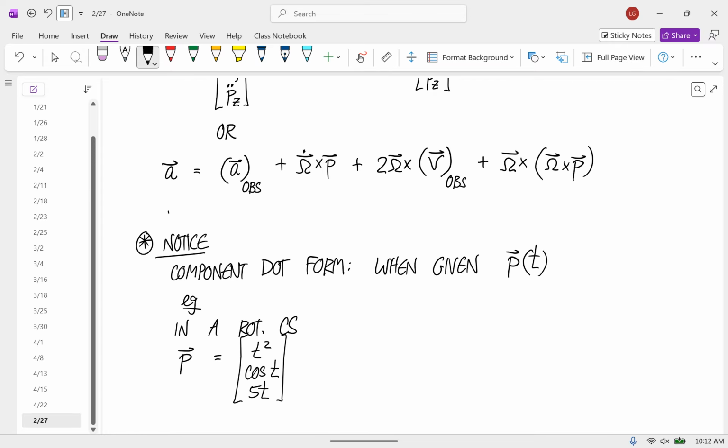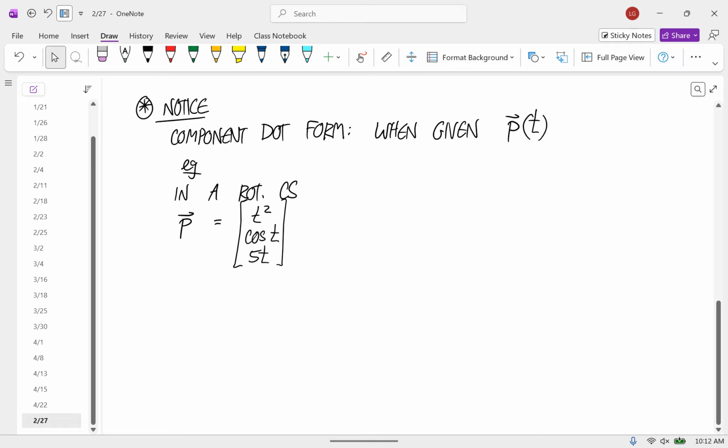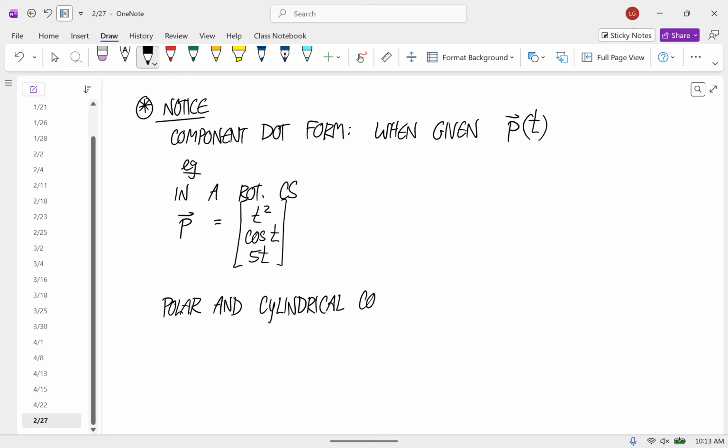Okay, so the first rotating coordinate system that we're going to talk about is polar and cylindrical coordinates. So this is our first rotating coordinate system.